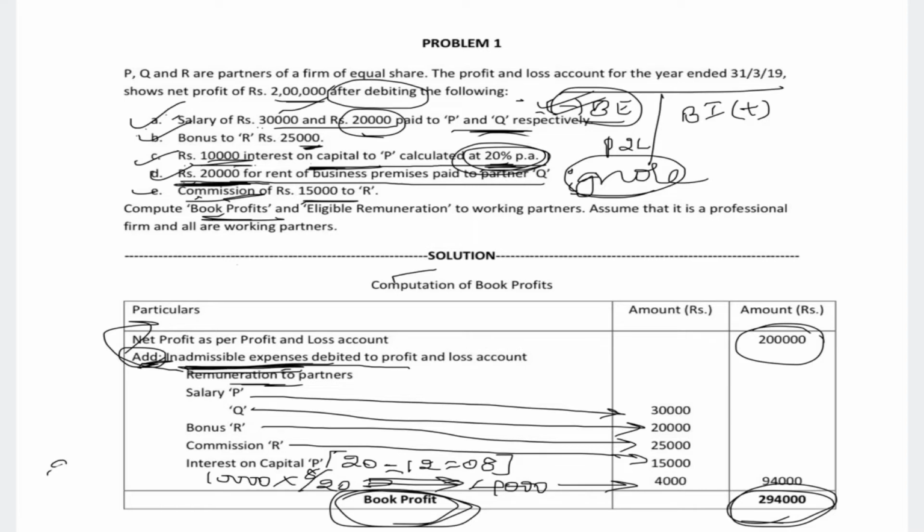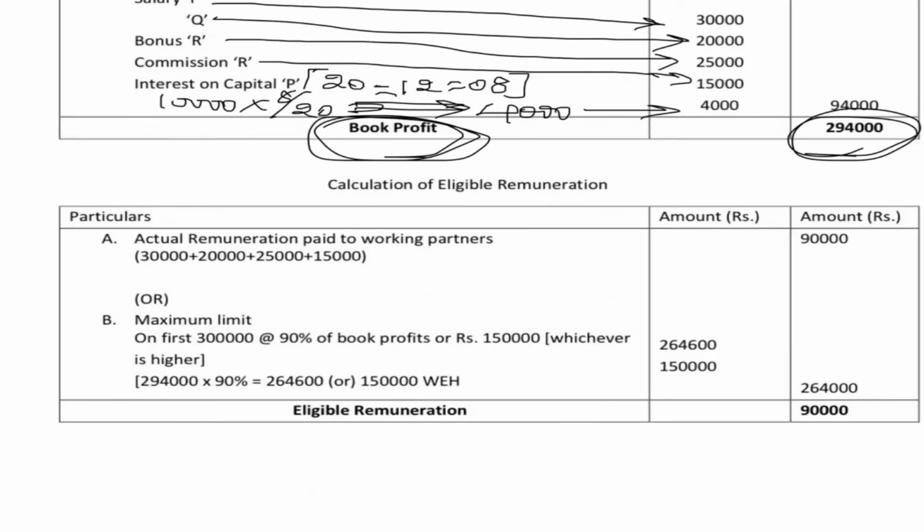The second question they have asked us to calculate is eligible remuneration to working partners. All the partners are working partners, so we will calculate eligible remuneration now. It is very simple and easy to calculate. There are two criteria that we will consider. Point number 1, actual remuneration paid to working partners. Second one is the maximum limit.